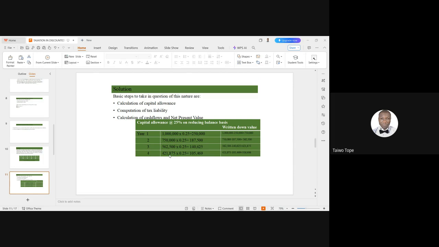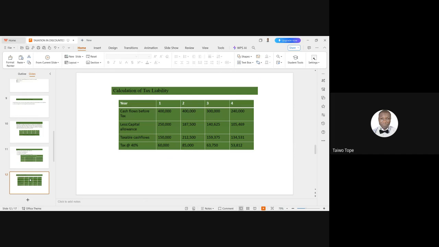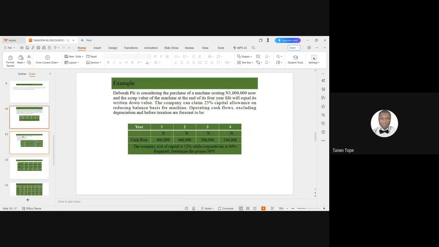Now, the closing value, the written down value, will be 421,875 minus 105,469. You have 316,406 as the tax written down value in year four. The next is for you to compute your tax liability. Now, the cash flows before tax are given in the question as 400,000 in year one, 400,000 in year two, 300,000 in year three, and 240,000 in year four.